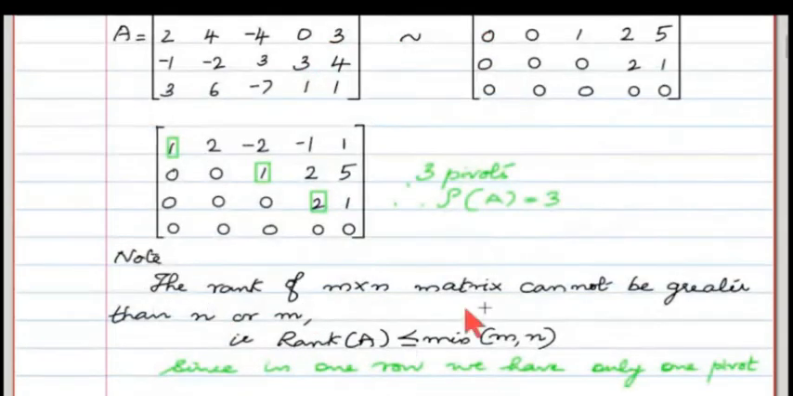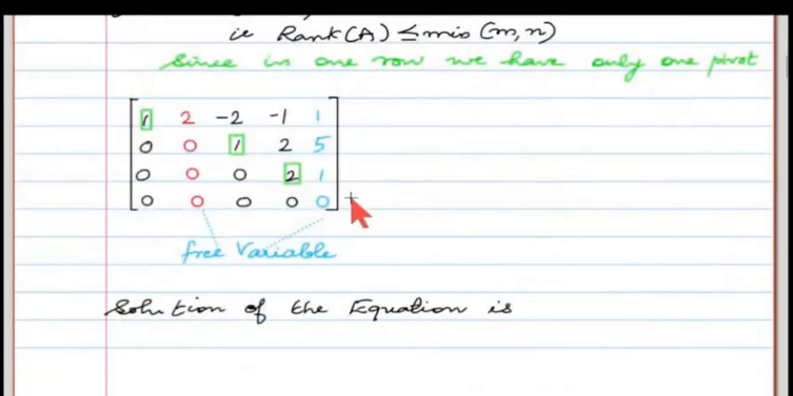The rank of an M by N matrix cannot be greater than N or M, where M is the number of rows and N is the number of columns. So the rank of A is less than or equal to the minimum of M and N. Since in one row we have only one pivot, this condition will be satisfied. So we have three pivots. So this red column and this blue column contain free variables.